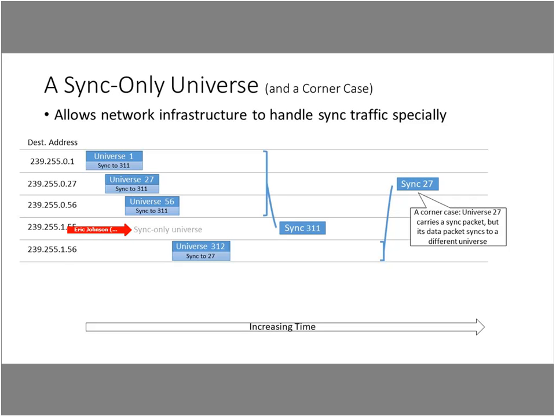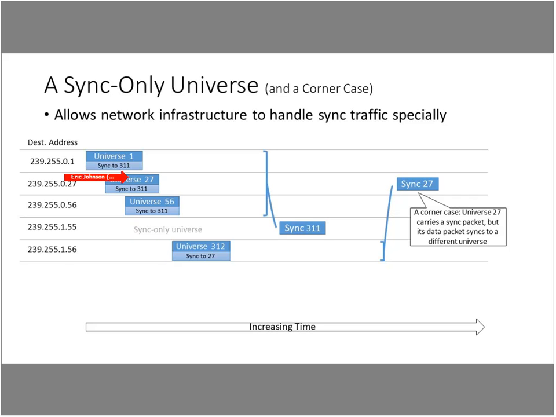This allows you to put the sync on another universe where it's not going to have to be dealing with the other stream and flood of universe traffic coming in, of data packets coming in. So I actually use this one to kind of hide a little corner case on you. You notice here that universe 312 syncs to 27, but universe 27 doesn't sync to 27. I don't know why you do this, but it can happen. So we pointed it out.